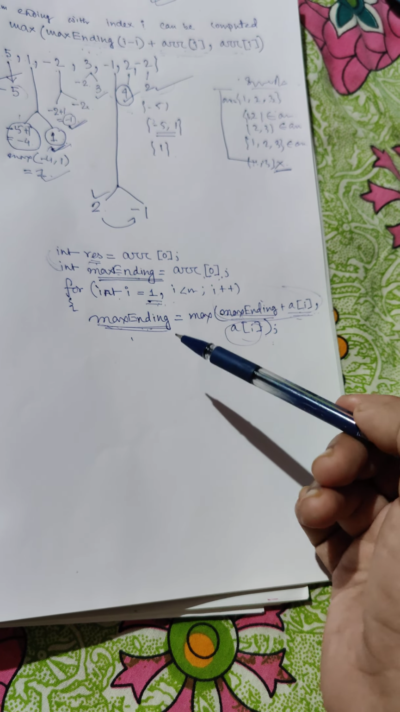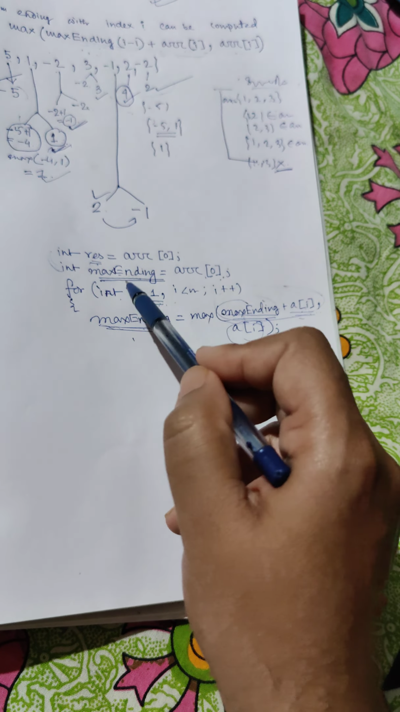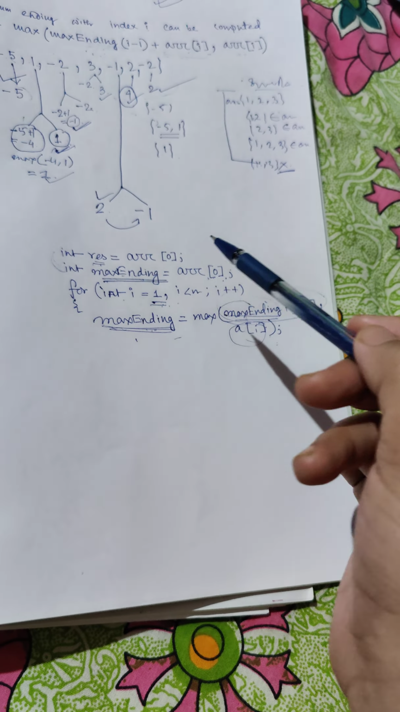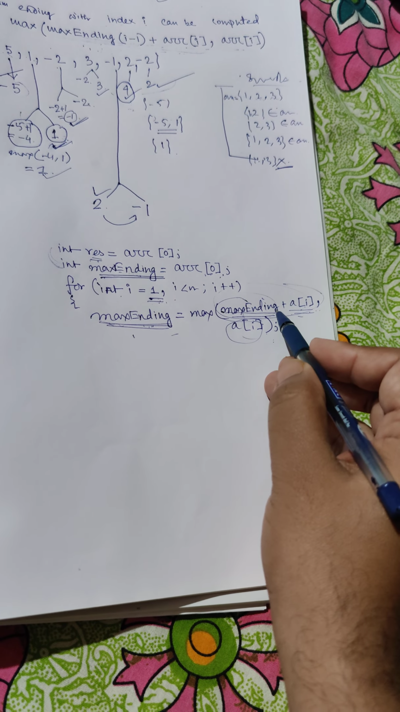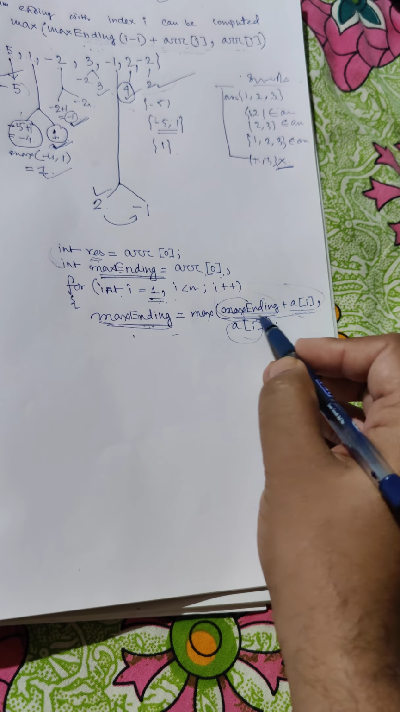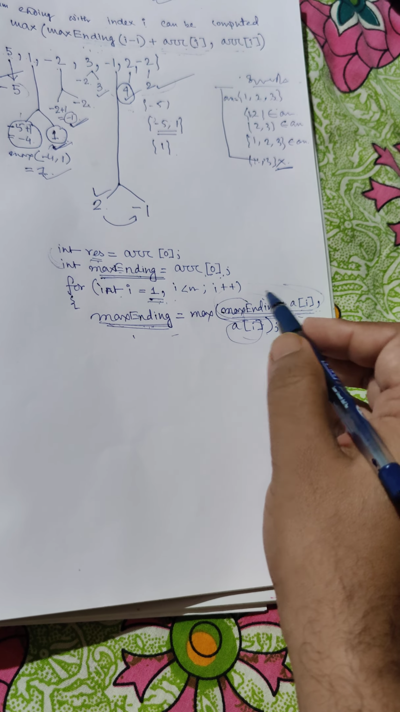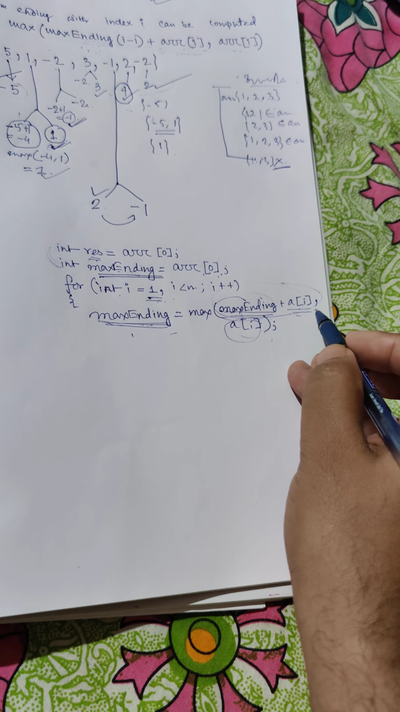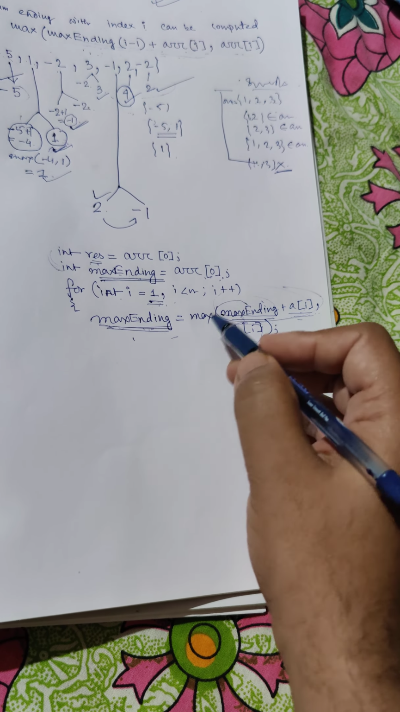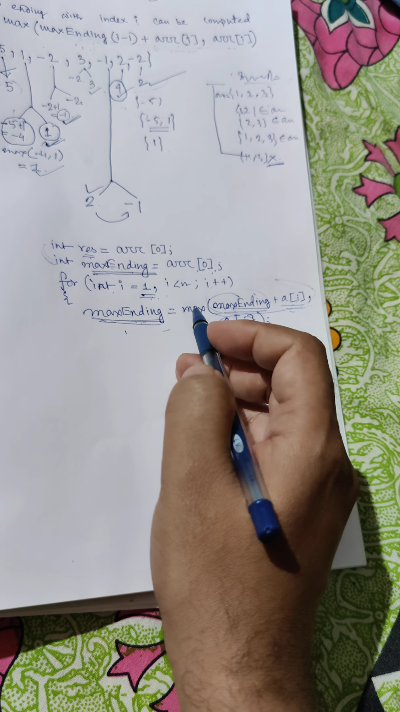Similarly, for the third element, the max ending is already stored, because we defined max ending before our loop. That max ending value will be added with the third element's value, and we will compare it with the third element itself, and then define the max ending.